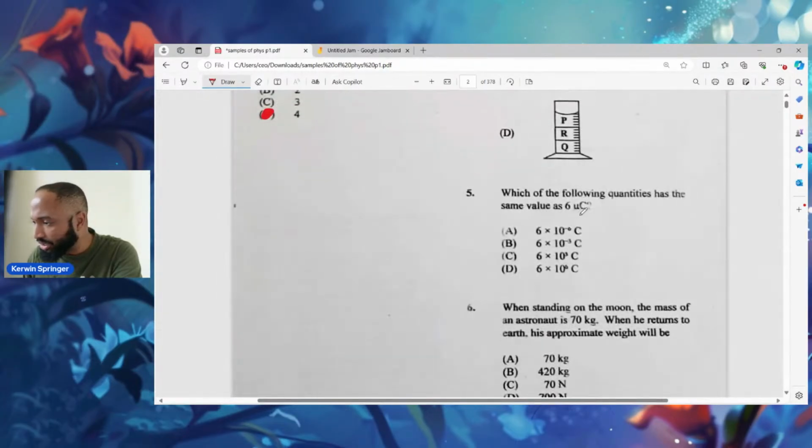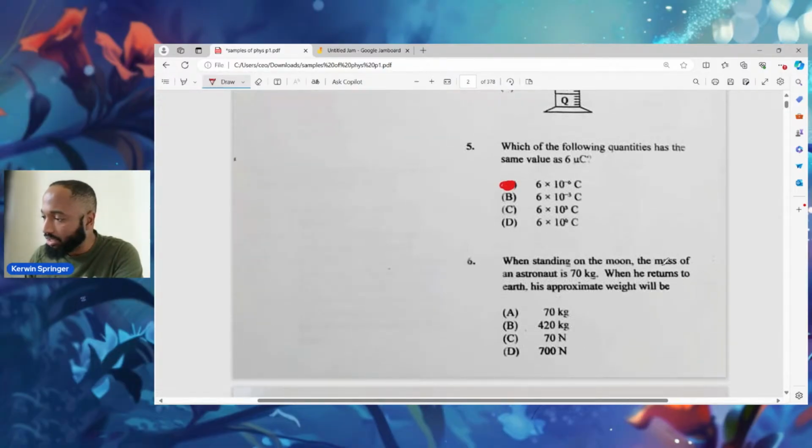Each of the following quantities has the same value as 6 microcoulombs. Micro means 10 to the power of negative 6. So we're looking at A as the answer here as well. When standing on the moon, the mass of an astronaut is 70 kilograms. When he returns to Earth, his mass will remain the same, but his approximate weight will be 700 newtons. You multiply by 10, right? So you get 700 newtons.